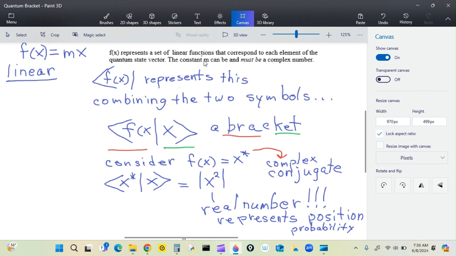The constant m can be, and in italics here, must be a complex number. Remember, I said the math requires that this be complex. So in addition to each real vector, we have an imaginary vector. If we take this new symbol, which looks like the mirror image of this symbol, which represents the column vector, then we combine the two symbols.